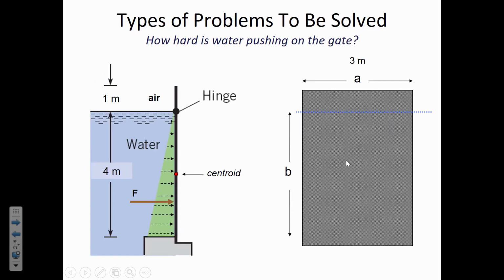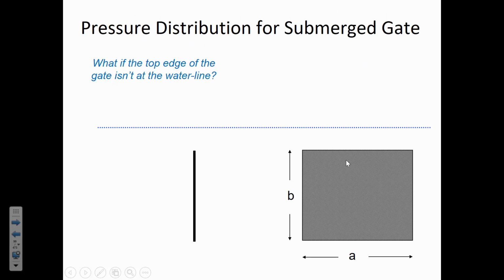All right, so let's just review pressure distribution in a little bit more detail, because this problem was unnaturally simple because the gate went all the way to the top and it started at 0 pressure, and so it was just this nice simple triangle. What if the gate doesn't go all the way to the top of the water line? What if it's partially submerged, like shown here?